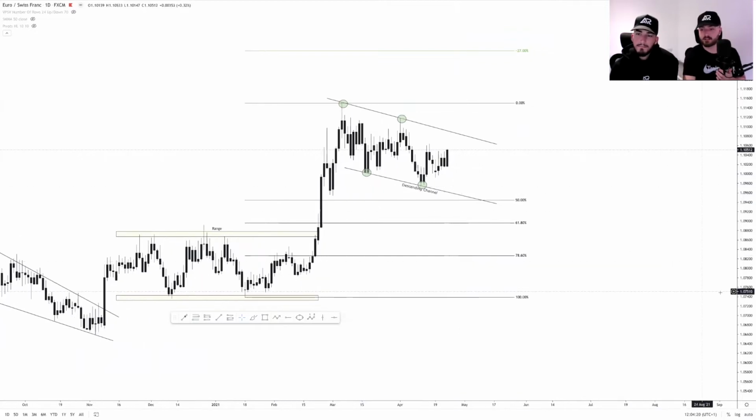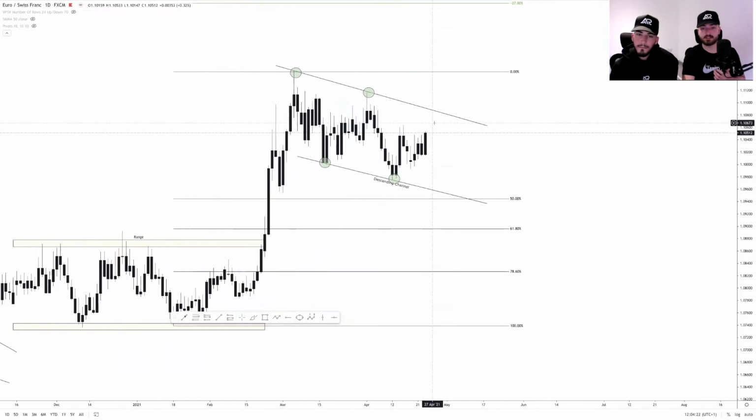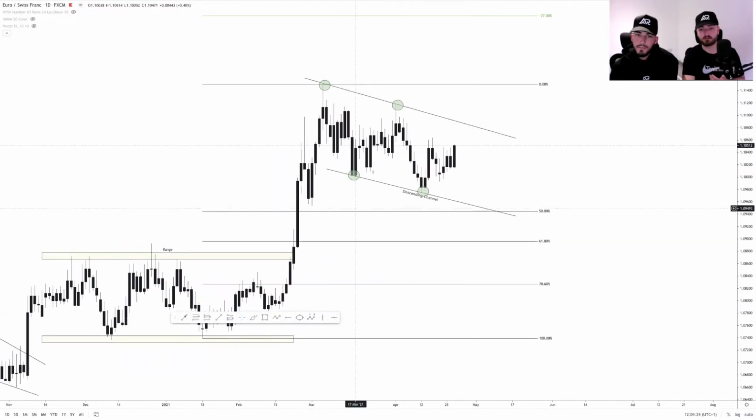So as you can see here, price is in a descending channel. We've got 1, 2, 3, 4 touches at the moment of these trend lines. We're looking for a potential push back up to here, retesting this trend line again, once again enticing people to buy in the market, thinking the market's going to break.